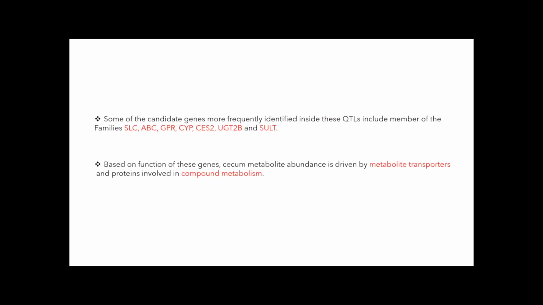In conclusion, some of the candidate genes most frequently identified inside QTLs associated with metabolite composition in cecum are SLCs, ABCs, GPRs, CYPs, CES, UGTs, and SULTs. And those genes can be classified into different pathways: metabolite transporters and compound metabolism.